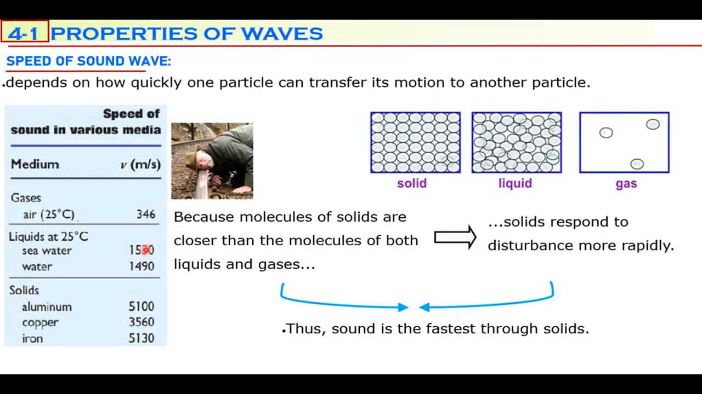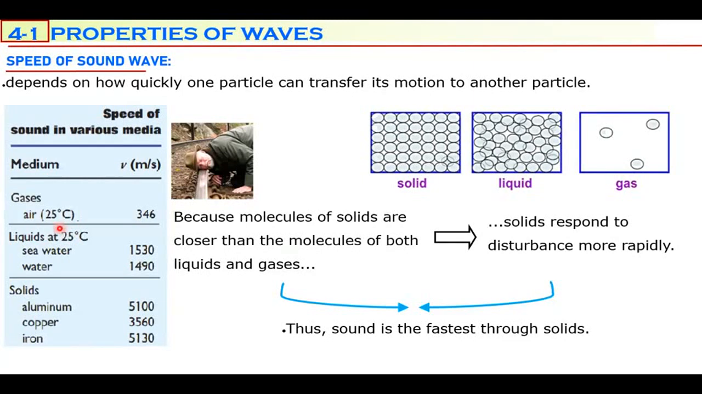Like here, there's a table, you see gases, liquids, and solids. In gases, for example air, sound is traveling at a speed of 346 meters per second, but in water it is almost 1,500. In solids, like aluminum, copper, iron, it is 3,000 to 5,000 meters per second, about this. As you see, in solids it is much, much faster than in gases.